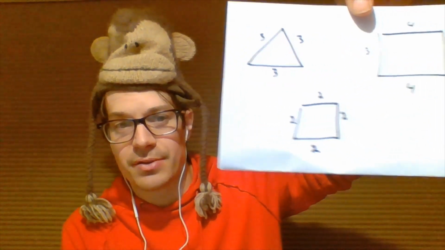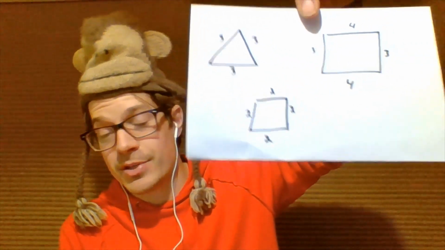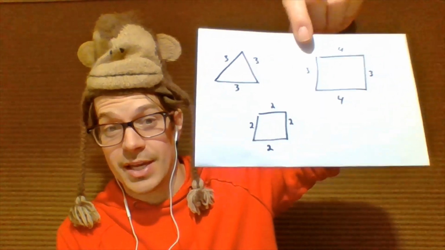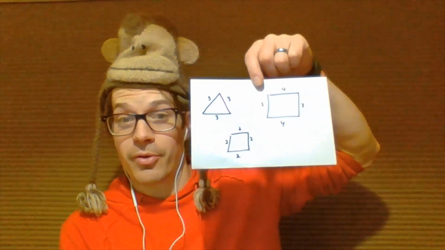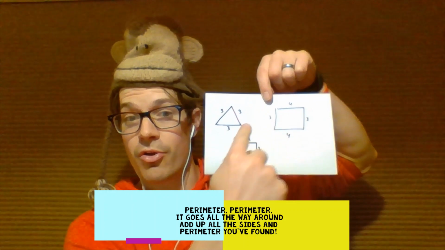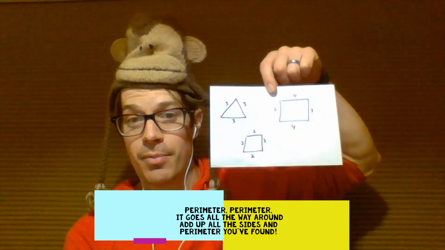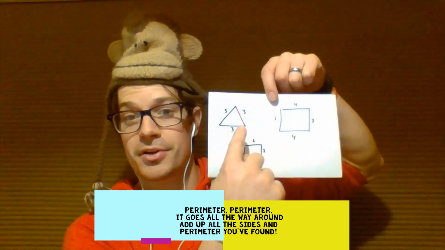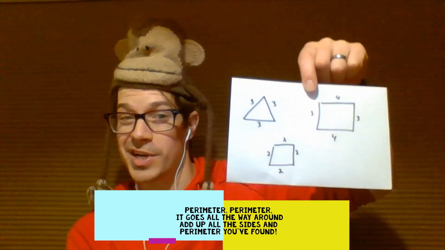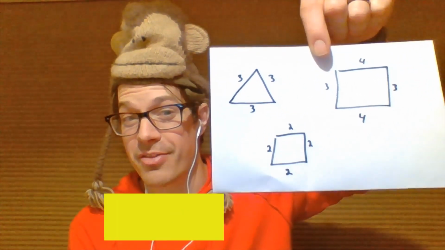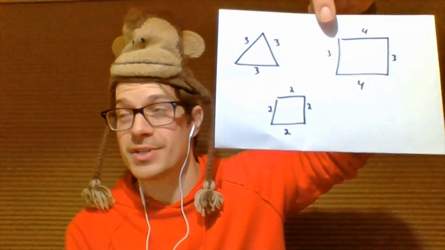But we're talking about perimeter. We're talking about the space around the outside. And Ms. Bajor taught me a really great chant. It goes like this. Perimeter, perimeter. It goes all the way around. Add up all the sides, and perimeter you found. So we're going to hear that chant. I have another one for area on the Friday, and we'll put those together.